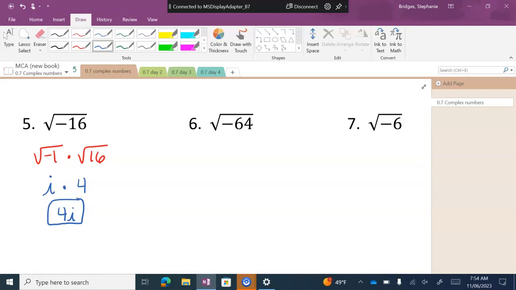Go ahead and try 6 then. Always break it apart into the square root of negative 1 times the square root of the number. And then simplify like we have been doing. The only difference is we're going to have the i involved in our answer.